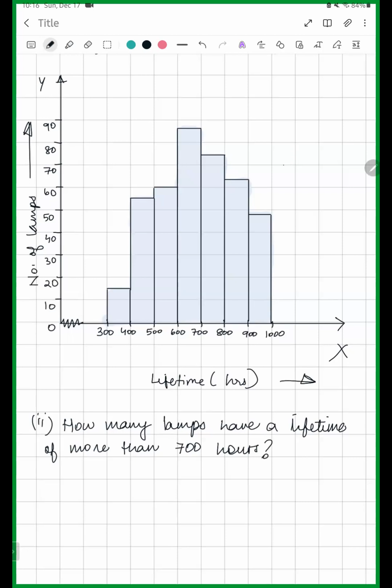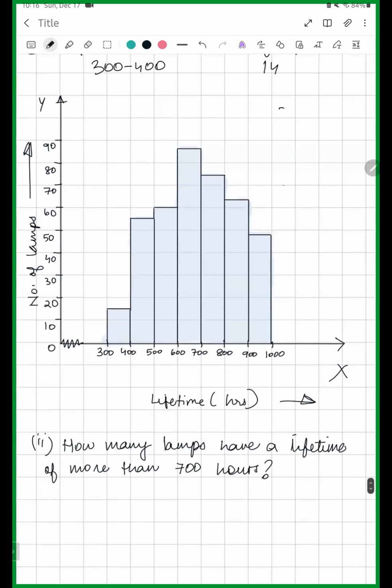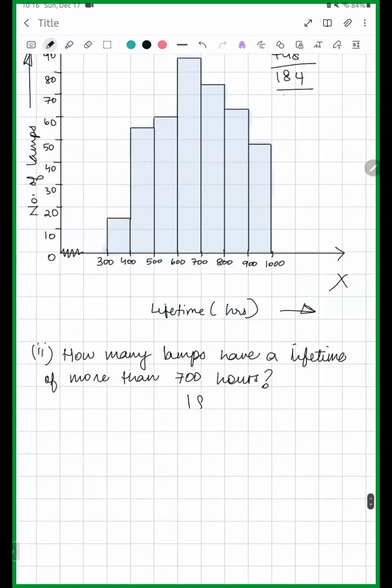184. How did you do that? You did 74 plus 62 plus 62 and 48, because we're not seeing just from 700 to 800. We are seeing more than 700. So that means all of these will come under it. So basically from 700 to 1000. So when you calculate that, it is 184. So 184 lamps.